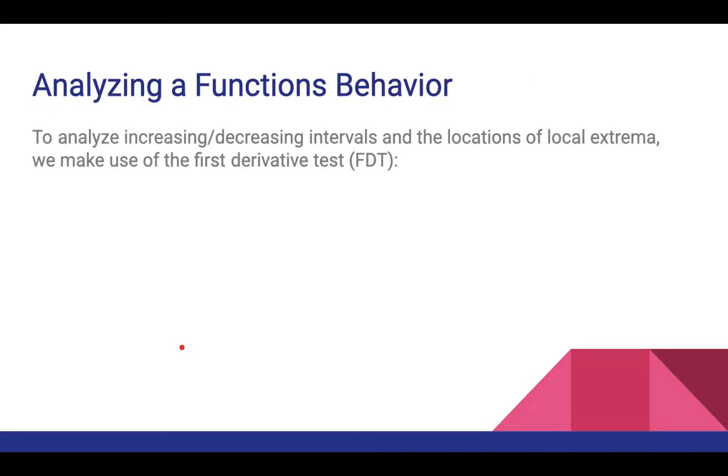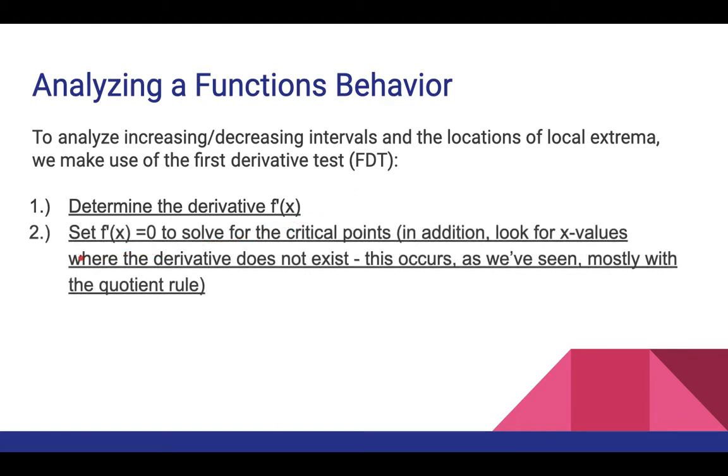So in terms of analyzing a function's behavior, to analyze increasing/decreasing intervals and locations of local extrema, we can make use of what's called the first derivative test. The idea is that we first determine the derivative of our function f. The second step is we set f prime of x equals 0 to solve for the critical points, or we also look for x values where the derivative does not exist. This occurs, as we've seen, mostly with the quotient rule when we have an x value in the denominator.